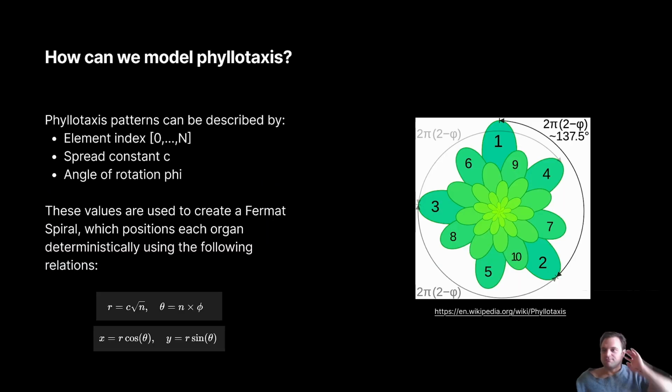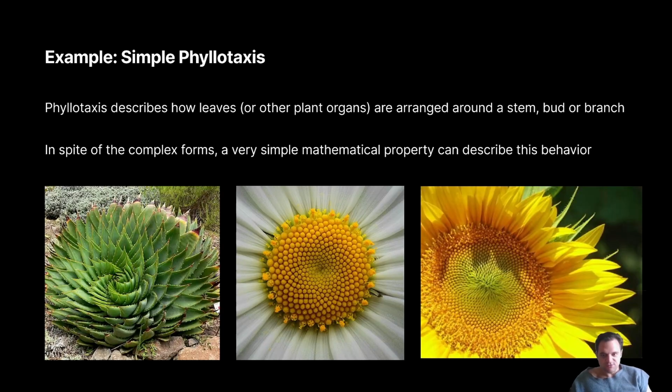So how can we actually model phyllotaxis? Like I said, it's surprisingly easy. We can describe the entire pattern using just three parameters. The index of our element or organ. An organ, if you go back here, could be either the petal or the leaf or the frond, whatever you call the piece of a cactus, as well as these little stamen in here. All of these are placed or grown really using the same property.